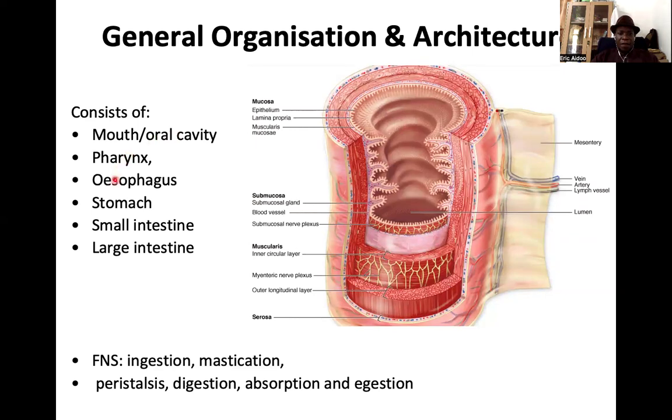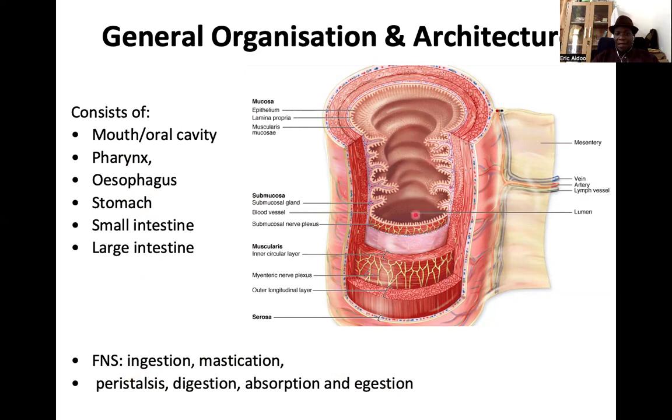You also have the pharynx, esophagus, stomach, small intestine, large intestine. The function basically, as you would appreciate, is that it's for ingestion and then mastication, peristalsis, digestion, absorption, and then egestion. Sometimes you forget the last bit of it as being a function of the digestive system.